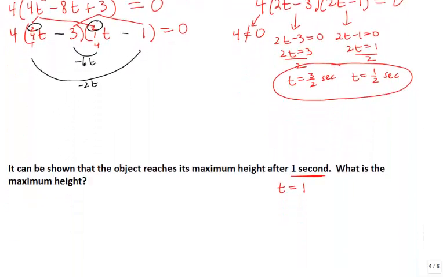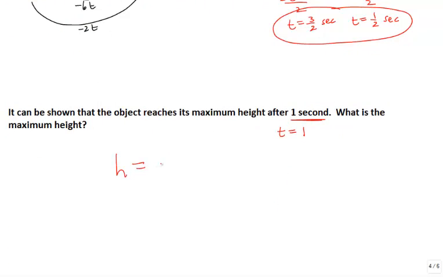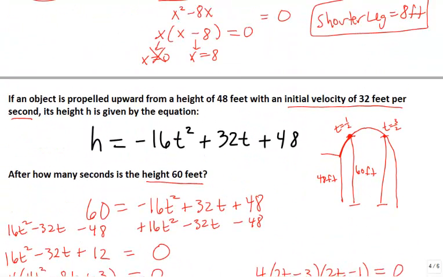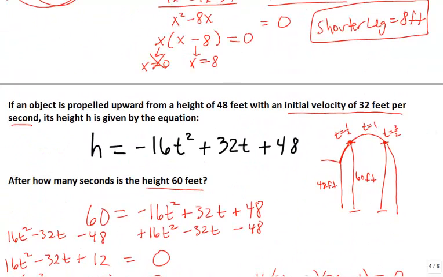So this is actually a really simple problem to do, because all I'm doing is plugging in 1 for the t. So that'll be negative 16 times 1 squared plus 32 times 1, and then plus 48. And so that's going to be negative 16 plus 32 plus 48, which is 16 plus 48, or 64, and the units on our height here were feet. So after 1 second, this ball is going to be 64 feet high, and t equals 1 was halfway in between those 60 feet. And so this is where it reaches its maximum height of 64 feet.